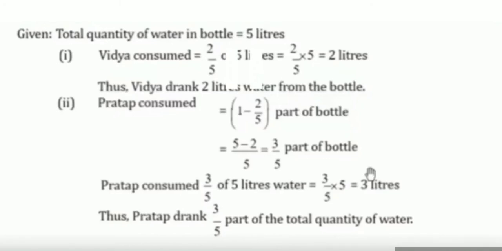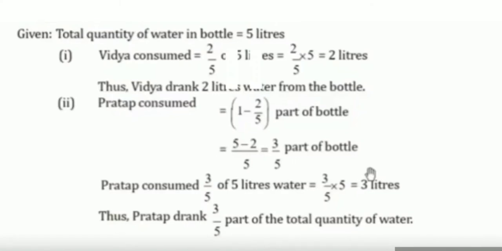See the first one. Vidya consumed how much? 2 upon 5 parts. Means 2 upon 5 of means into. So 2 upon 5 into 5. So 5 twos are 10. Or what we can do? Directly we can cancel 5 and 5. So it will come 2 liters. So Vidya drank 2 liters of water from the bottle.